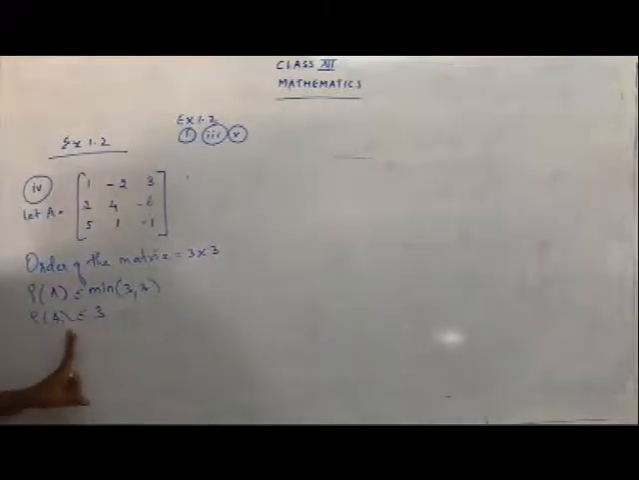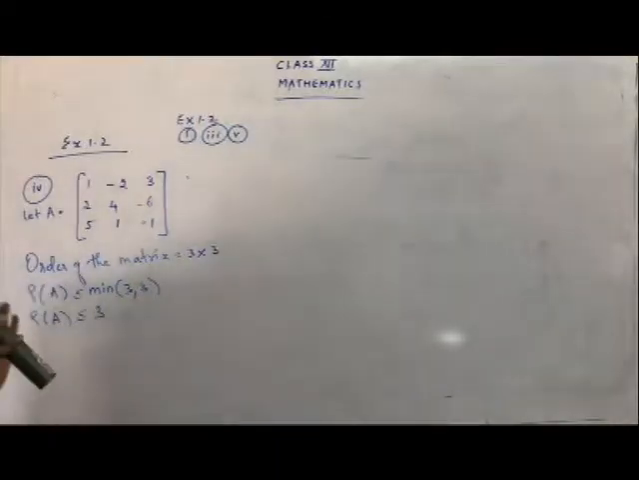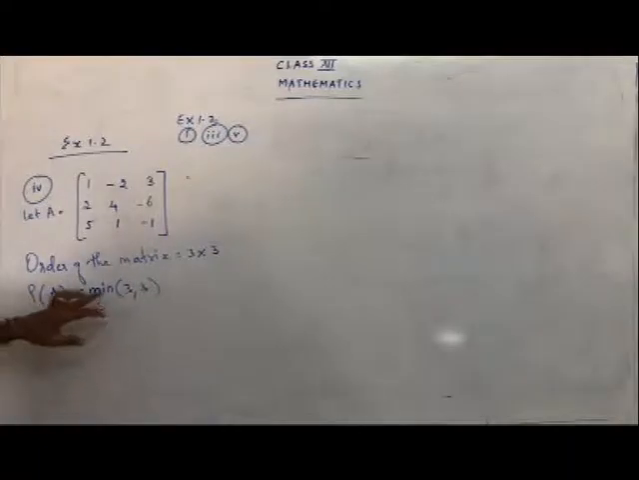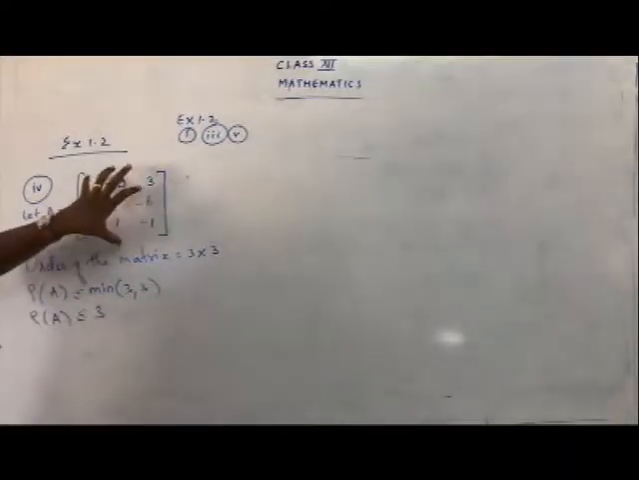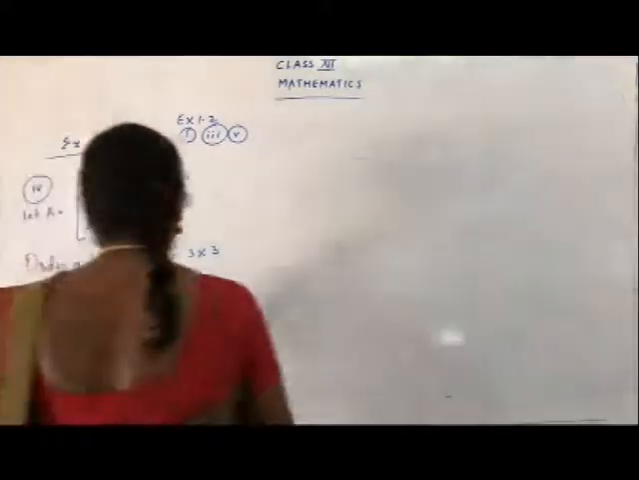What does this say? This says that the rank may be 3, the rank may be 2, or it may be 1. So you have totally 3 choices for the rank: 3, 2 or 1. Now, the rank may be 3. What we do is we choose the third order minor. Third order minor means the 3 by 3 matrix, so you have to take the full matrix in the determinant form.